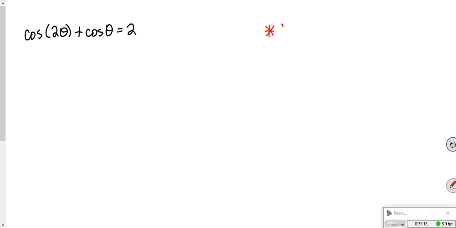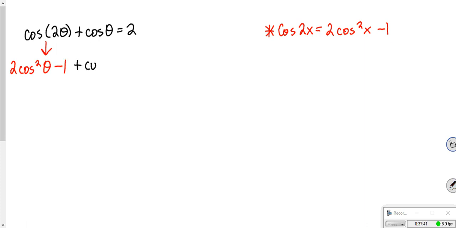So this was one of our formulas we learned last time. Cosine of 2x equals 2 cosine squared x minus 1. So again, we're going to substitute here. We're going to take this cosine 2 theta and substitute it with 2 cosine squared theta minus 1. And then we're going to keep writing the rest of this and solve it.